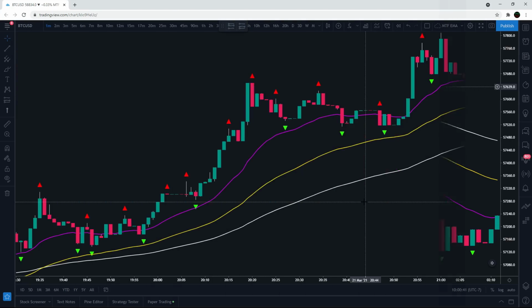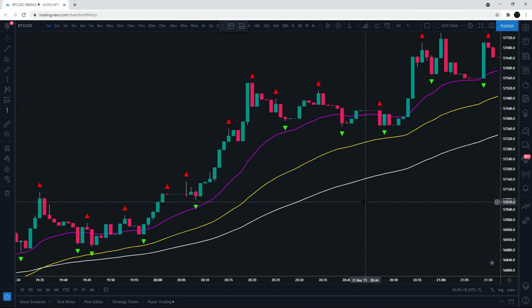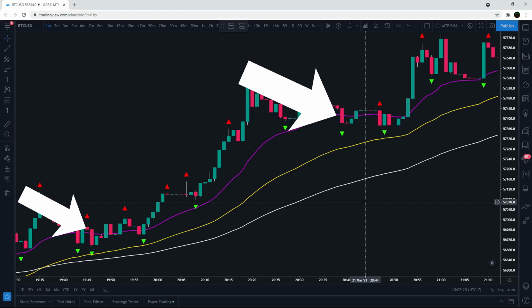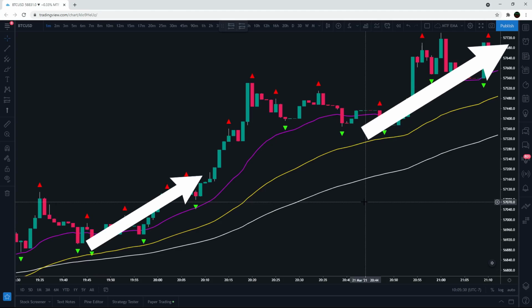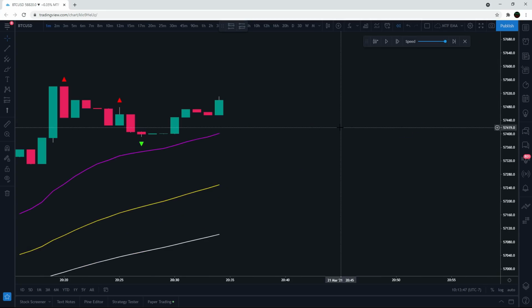To get an entry signal, first you need to see price pull back into the 20 or the 50-period exponential moving average. Then you need to see the Williams fractal indicator print an arrow that is aligning with your trend direction. That is going to be your entry signal. Let's see how this looks on the bar replay feature.